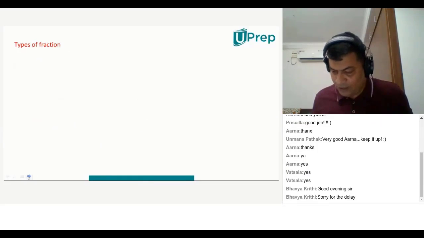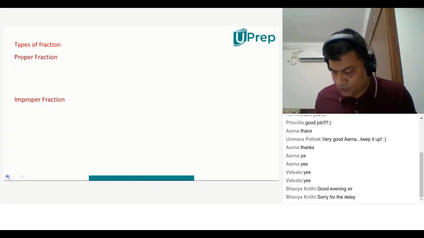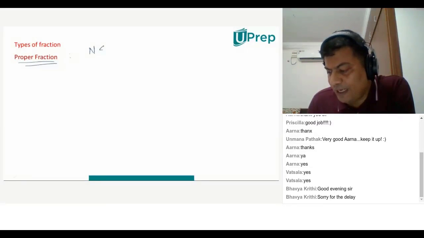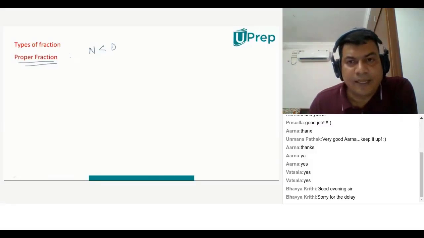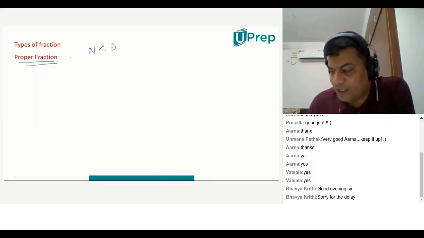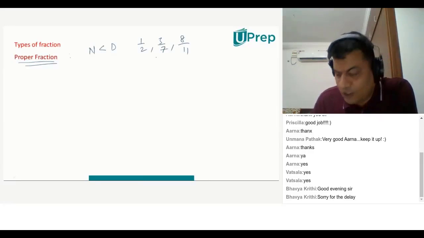So let's get on with what are types of fractions. Anyone quickly tell me, because you're already done at school, what do you mean by a proper fraction? Very good. Numerator is less than denominator. So any fraction where numerator is less than denominator is called a proper fraction. For example, 1 by 2, 3 by 7, 8 by 11, anything. All these are proper fractions where numerator is less than denominator.